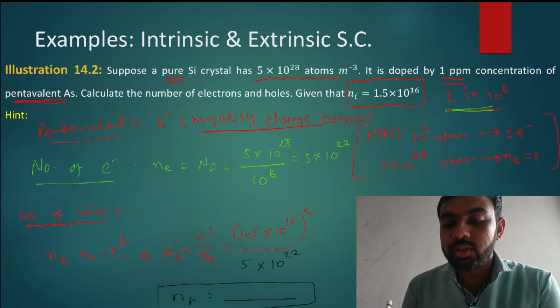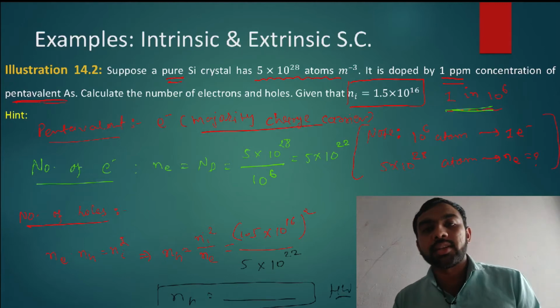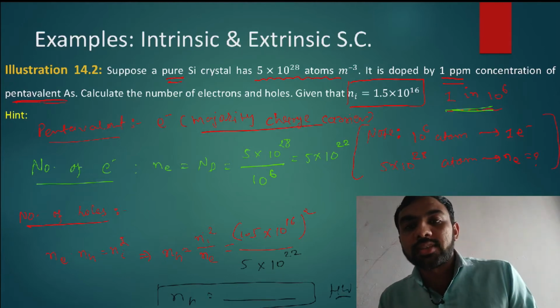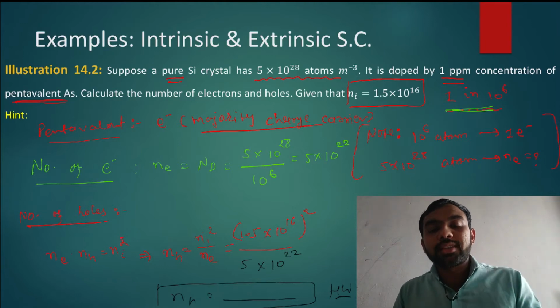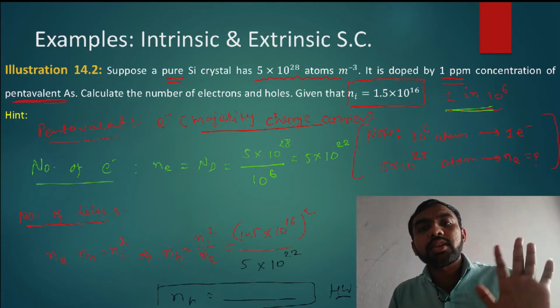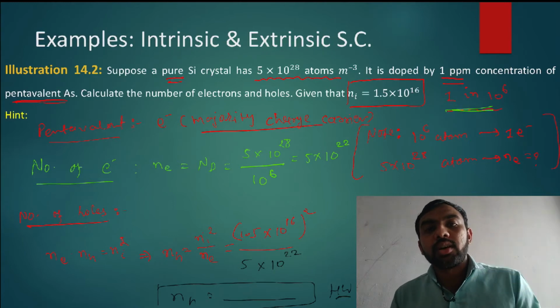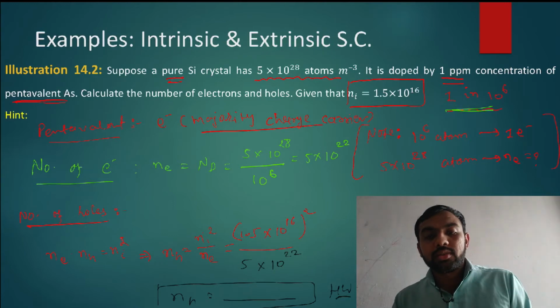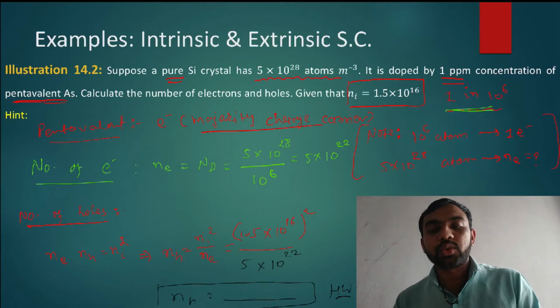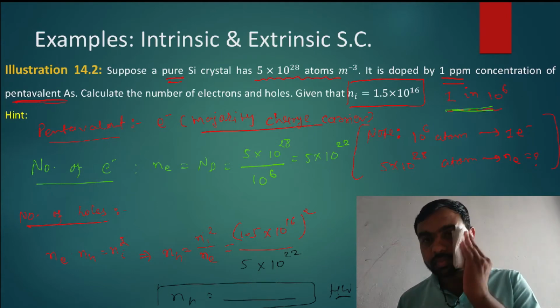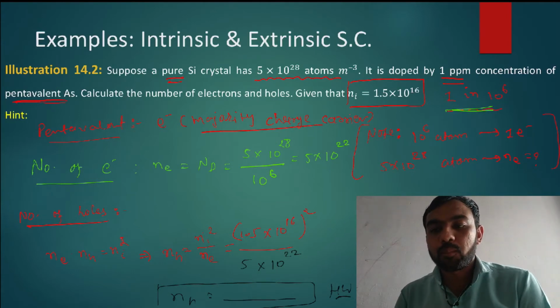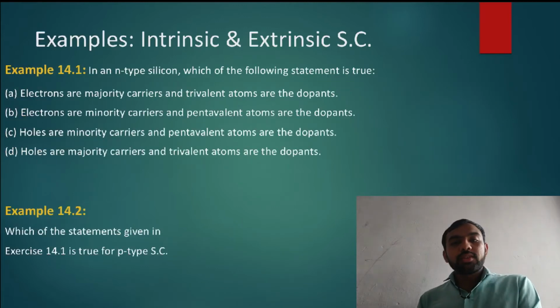The remaining calculation is homework. All of you must write this and calculate this answer by yourself. Note this example properly. We just use a different equation, nothing else. These are very simple examples asked from the semiconductor topic. Then after this we are going to the next example.